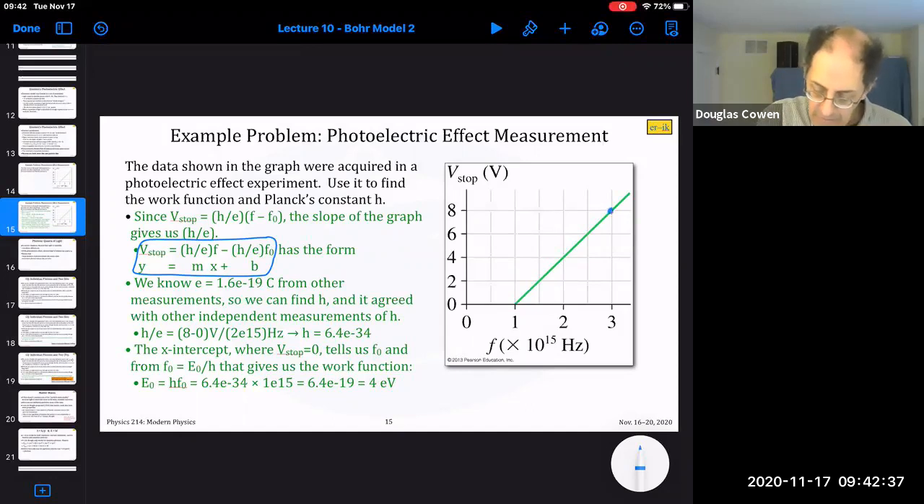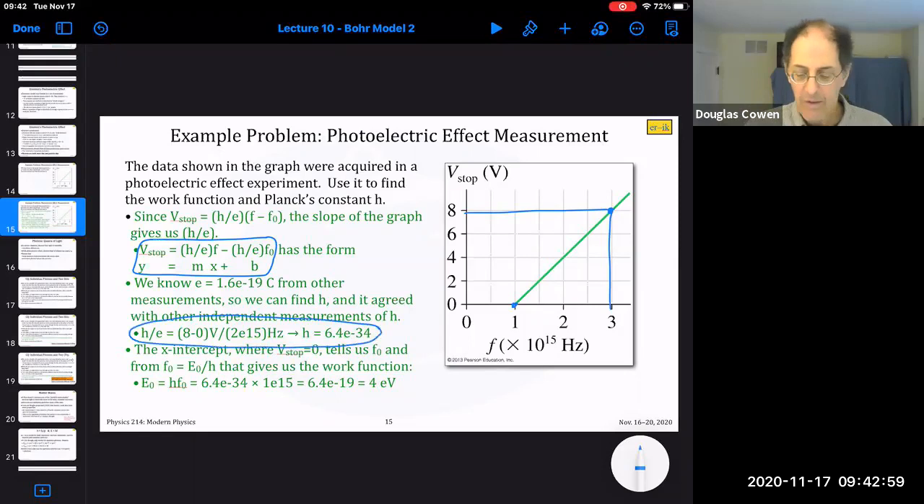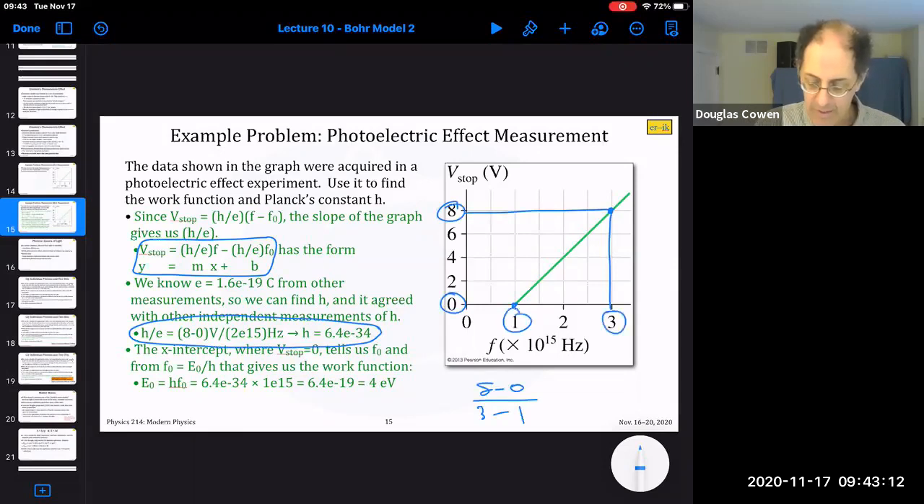If we look at this point up here at stopping potential 8, and this one down here at stopping potential 0, those two points are fairly easy to use because they correspond to easy-to-read-off values on this plot. So if you see down here, I've used those, so that tells us that delta y is 8 minus 0 and delta x is 3 minus 1. That's 8 and 0 over here on the y scale and 3 and 1 on the x axis. So this is the slope. It's basically 4, with the right units.